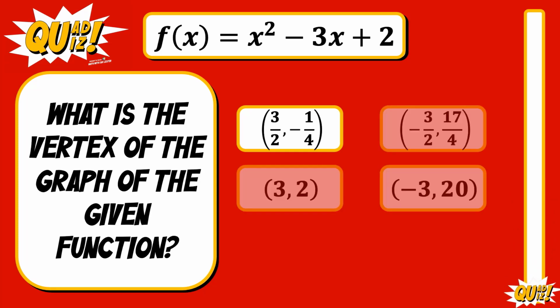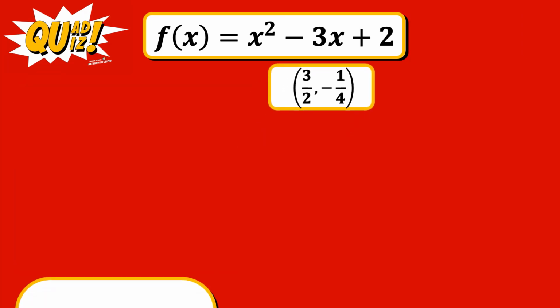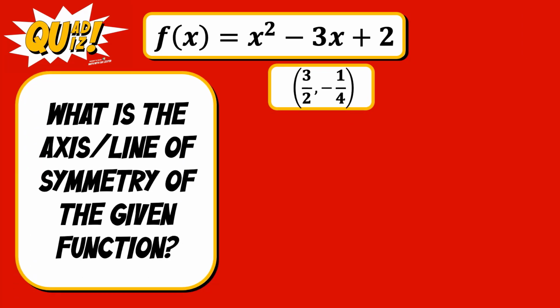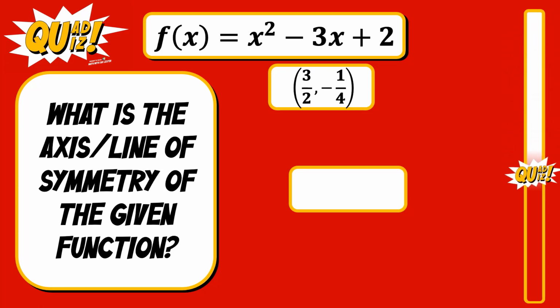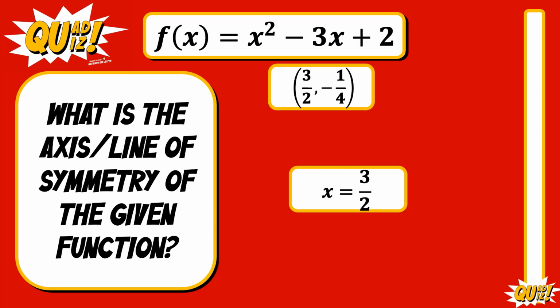The vertex is at 3/2 and -1/4. Next question. What is the axis or the line of symmetry when this function is given with a graph? The line of symmetry is at x equals 3/2.